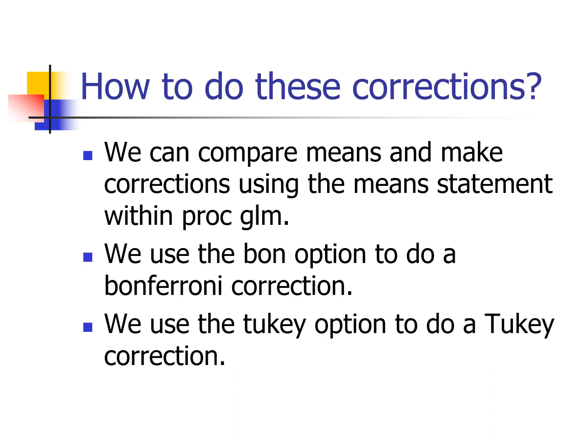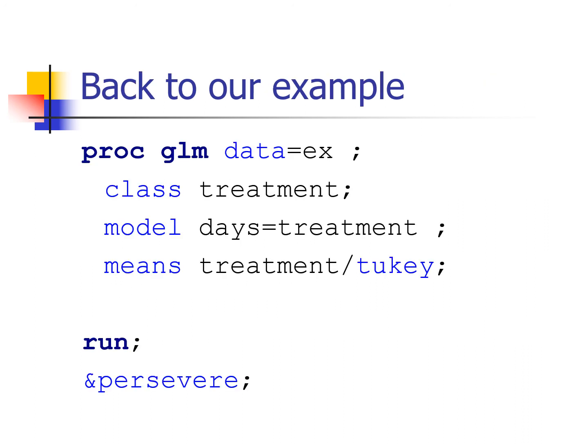We can compare means and make these corrections using the means statement in Proc GLM. We can use the Bon option to do a Bonferroni correction. We can use the Tukey option to do a Tukey correction. We said for the one-way ANOVA, we should be doing the Tukey correction. Right, so there it is. There's a means statement. You put your categorical variable, in this case, slash Tukey.